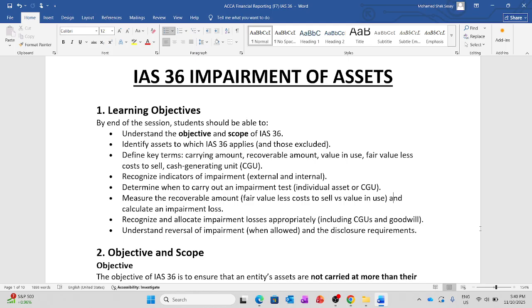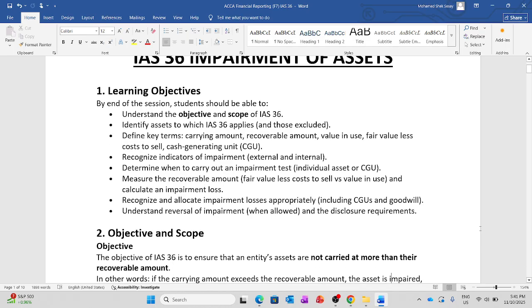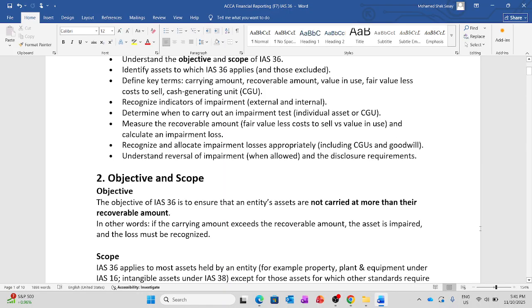Also, we are going to look at how we can calculate the recoverable amount, which can be either the fair value less cost to sell or the value in use. We will look at how we can account for and treat the impairment loss within the financial statements, for both individual assets and cash generating units. And finally, we are going to cover how we can account for the reversal of an impairment. Very important concept that we need to know.